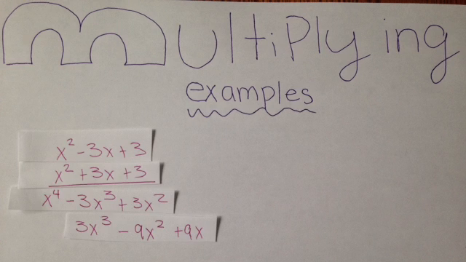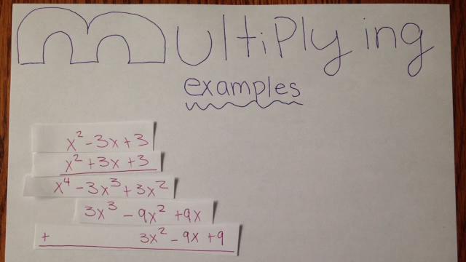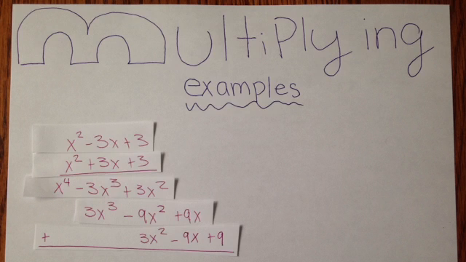Then you go to the second term in your multiplication and multiply your 3x by x squared to get a 3x cubed. Then you multiply the 3x by the negative 3x to get a negative 9x squared. Then you multiply the 3x times the 3 to get a positive 9x. Now you have to multiply the plus 3 by the x squared to get a positive 3x squared, then the plus 3 times the negative 3x to get a negative 9x, and then the 3 times 3 to get 9.